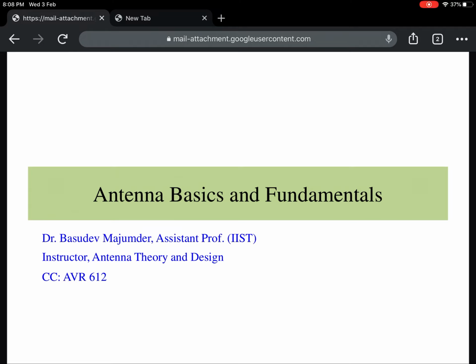Okay, so welcome to the new course of antenna theory and design. Now, this antenna theory and design course will be taught by me. The syllabus I am going to share a little later. At first, I will start with the very first module, which deals with the antenna basics and fundamentals. The course code is AVR 612.